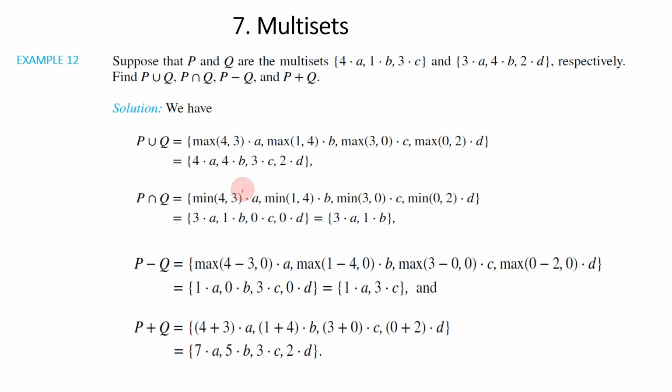So I'm looking for the minimum between the 4 and 3. So what do they have in common? I have 3 A's. Do they have B's? Yeah, I have. This one has only 1. This one has 4. That means they are having in common 1 B. How many C's? Well, they have 0 C's and 0 D's.